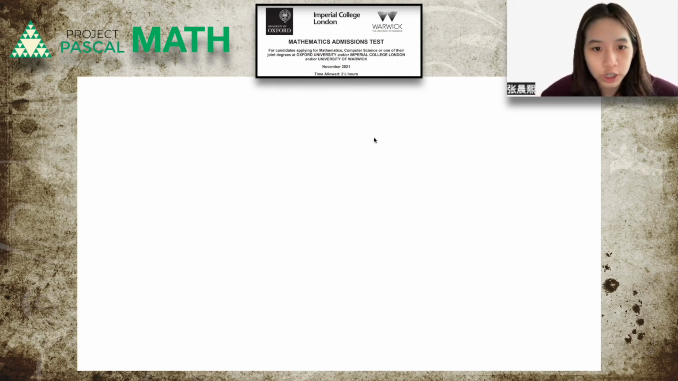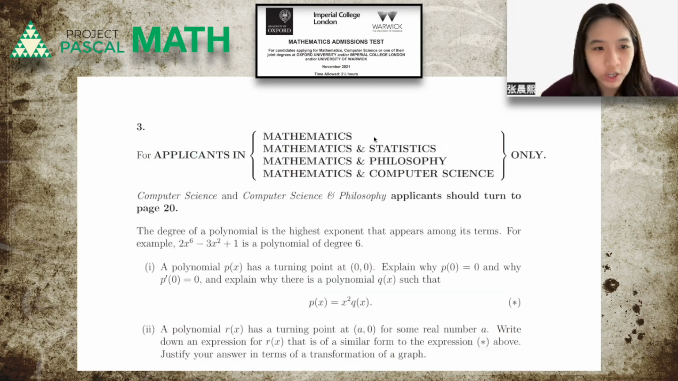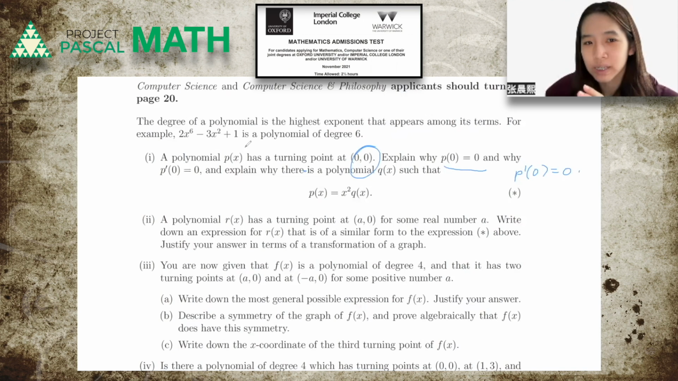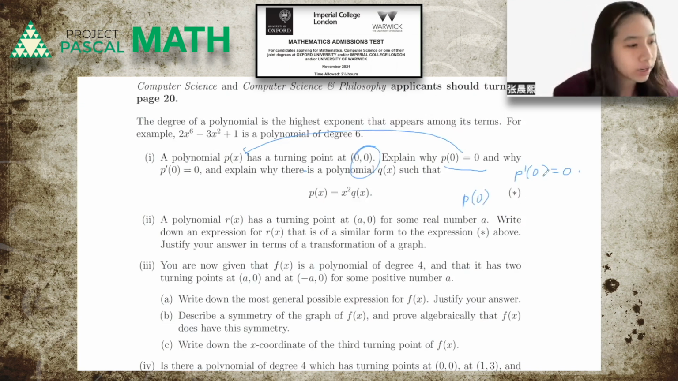Okay, move on to question 3. The degree of a polynomial is the highest exponent. There is a turning point at 0, 0. So P(0) equals 0 from this itself, and it's pretty obvious. So the turning point is equal to 0. So you have the equation for the turning point equal to 0.